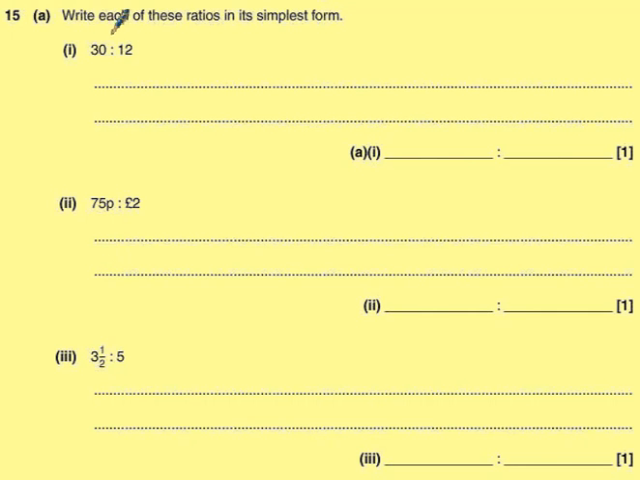15 part A. Write each of these ratios in its simplest form, 30 to 12. So I need to see which times table 30 and 12 are both in. They're both in the 3 times table. So if I divide that by 3, I'll get 10 to 4.